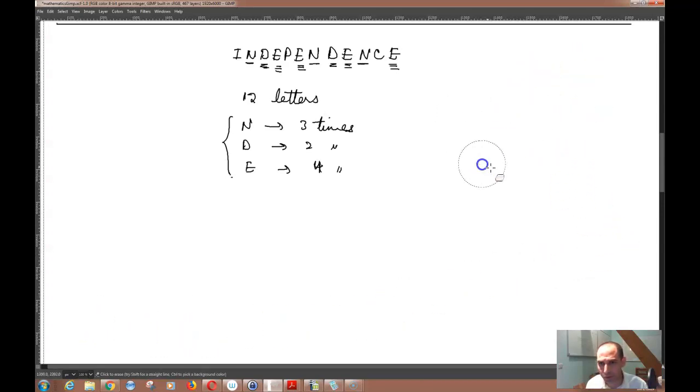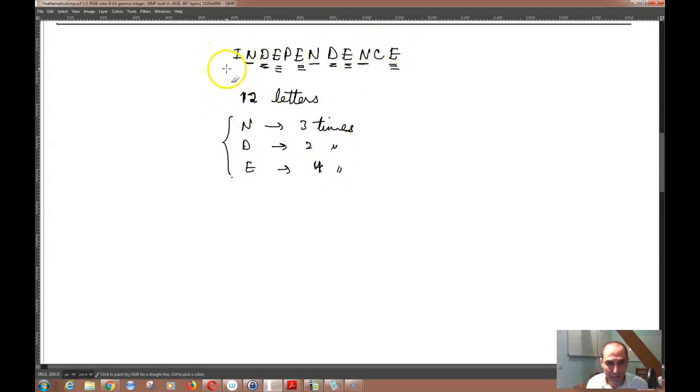To calculate the permutations of the letters of the word independence, you need to gather some information, meaning that you need to know how many letters or objects you have in total, and whether your objects are distinct or not. If your objects are distinct, you don't have repeats. For example, n appears 3 times, d appears 2 times, e appears 4 times, and so forth. But since the objects that I have here are not distinct, I have to add this information as well.